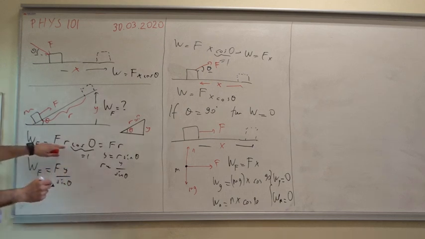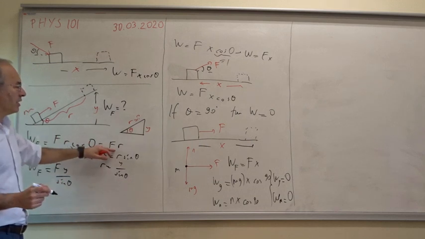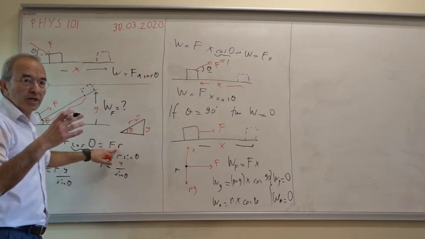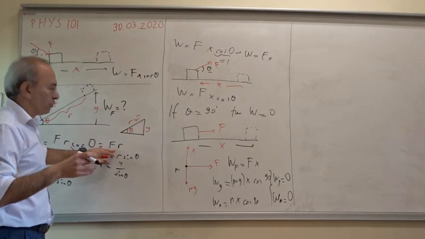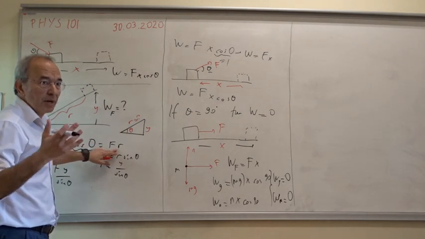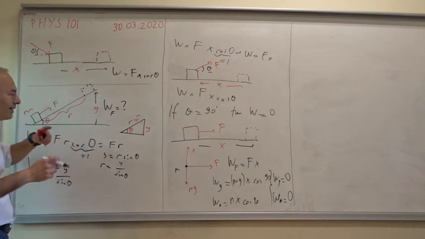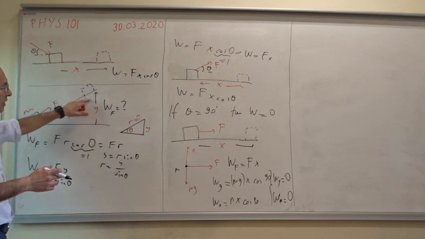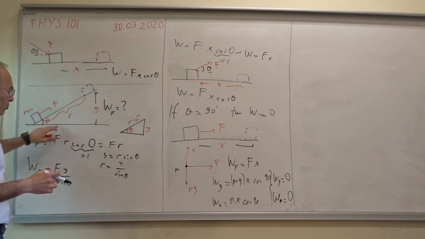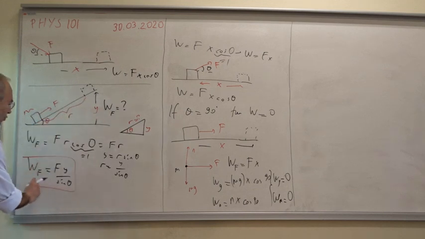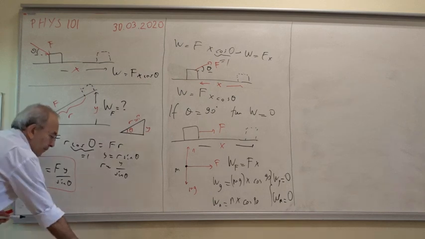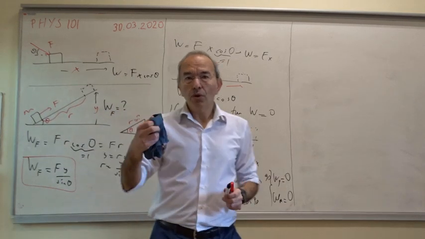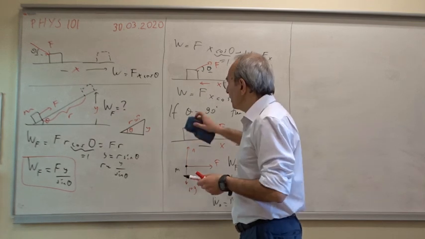So to write it as F r cos 0 or F times r is not the proper result, because r is a quantity which is not given by the problem, so we should be able to express it in terms of given parameters. Given parameters are, for instance, height y and angle theta. This is the result for the work done by the capital F. But during this motion, gravity also does some work. Let's find it.